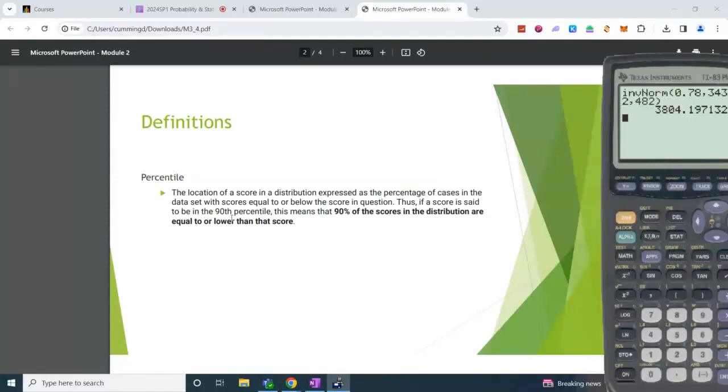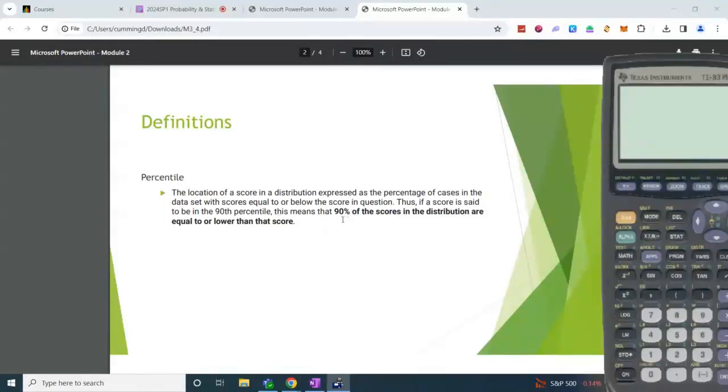Thus, if a score is said to be in the 90th percentile, this means that 90% of the scores in the distribution are equal to or lower than that score. So if you've taken a standardized test like the SAT or the PSAT, when you get your score, it'll tell you that you're in the 80th percentile. This is actually what that means.